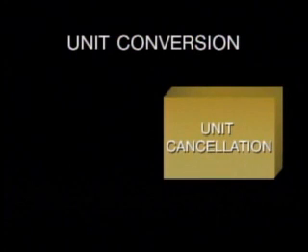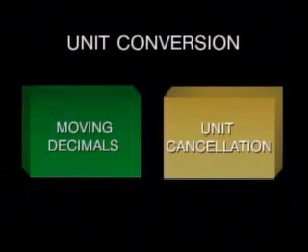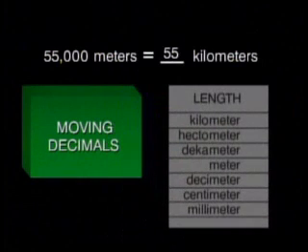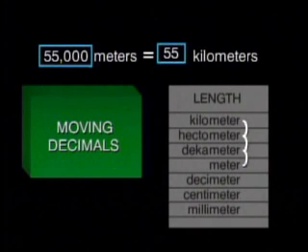We mentioned before that the unit cancellation method isn't the only way to convert metric units. We can also convert by moving decimals. In fact, we've really been moving decimals all along. In this problem, we changed from meters to kilometers. A kilometer is 3 units larger than a meter. We moved the decimal 3 places to the left. That's the same as dividing by 1,000.